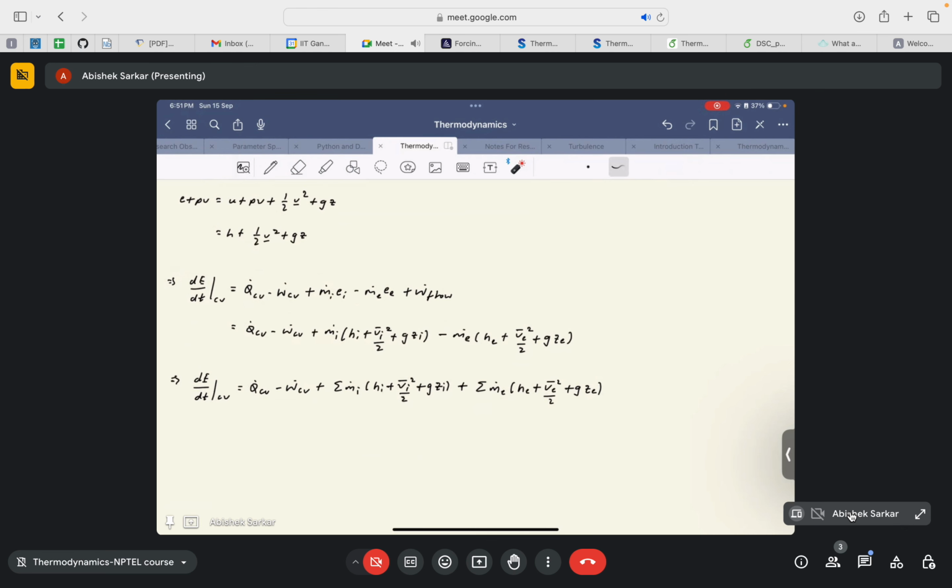So for a control volume having multiple inlets and outlets, we can write the energy equation as dE/dt for a control volume equal to Q dot CV minus W dot CV plus the summation of the net energy influx, m dot i times (h i plus V i squared by 2 plus g z i), minus the summation of the net energy efflux, that is m dot e times (h e plus V e squared by 2 plus g z e). Again, I'm sorry for the confusion on the sign. Okay, so I hope the basic form of the steady flow energy equation is quite clear.